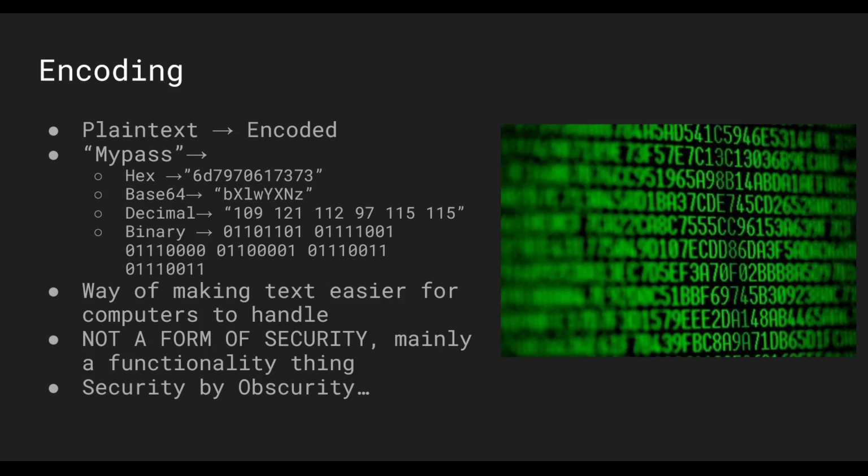So encodings are not really a security measure. If you were to use encodings to secure your data, that's security by obscurity, and that's not an effective way to secure your data. Because encodings can easily be decoded, and that's the point.